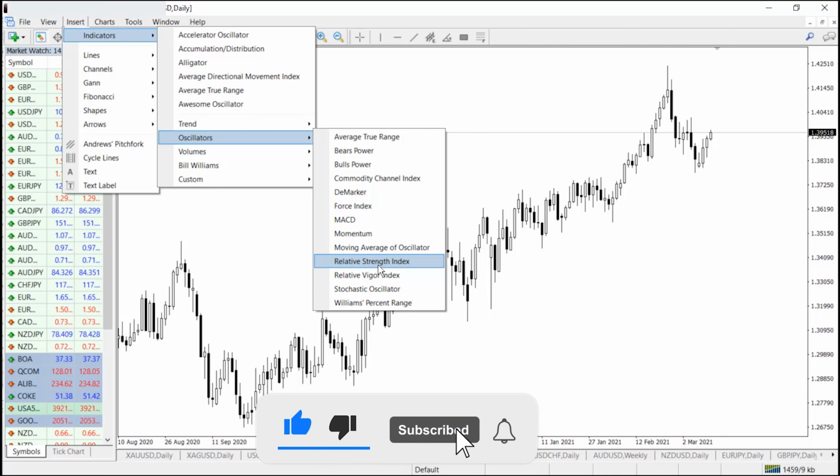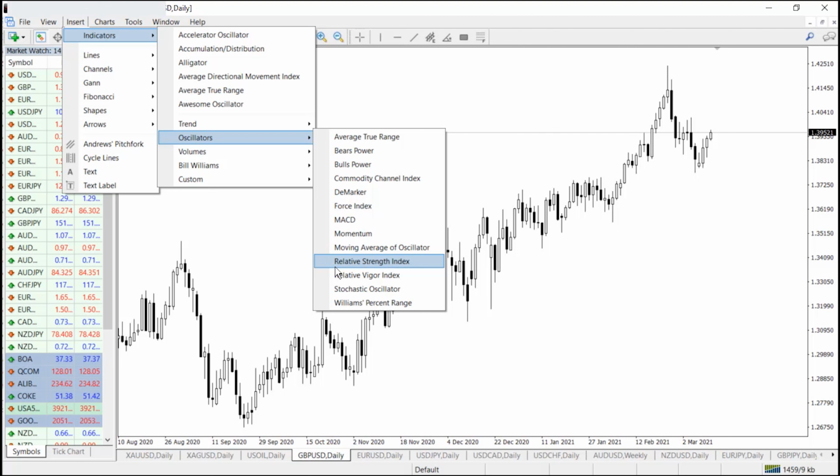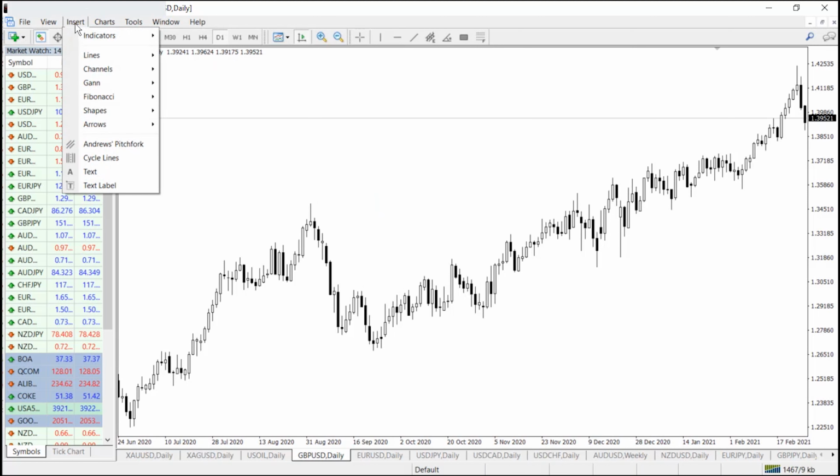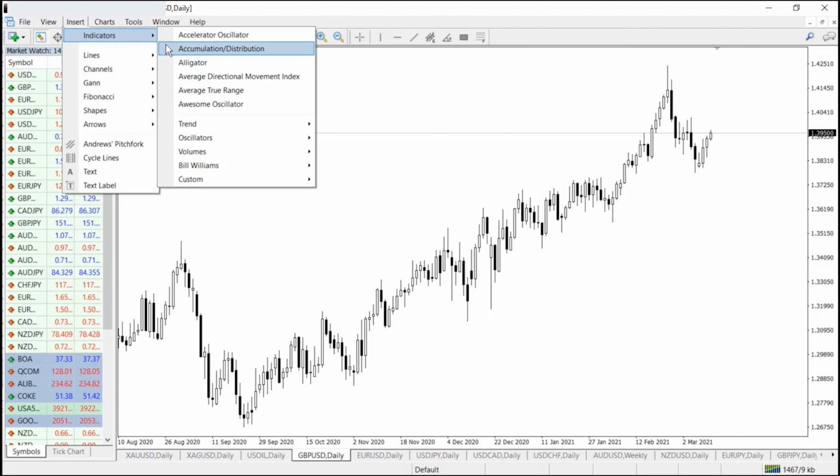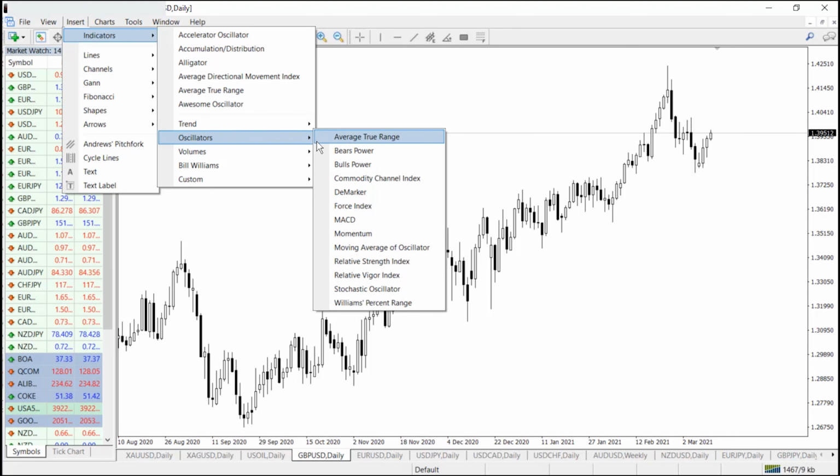If you're using MetaTrader MT4, you can attach the indicator on your MT4 chart. To do this, click on the Insert option at the right corner of the MT4 or MT5 trading software. Select Indicator option. Move your mouse to select Oscillators option, and navigate right to select the Relative Strength Index.